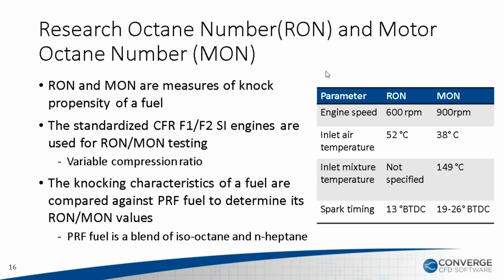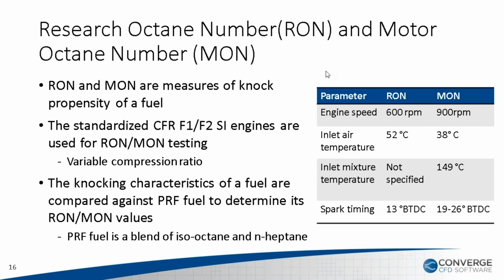We have research octane number and motor octane number. If you're at a gas fuel pump, usually there is an octane number, which is the average of these two. RON and MON are the abbreviations. These are the measure of knock propensity of a fuel. To get a RON and MON number of a particular fuel sample, there's a standardized testing method, and we use a research engine from CFR.